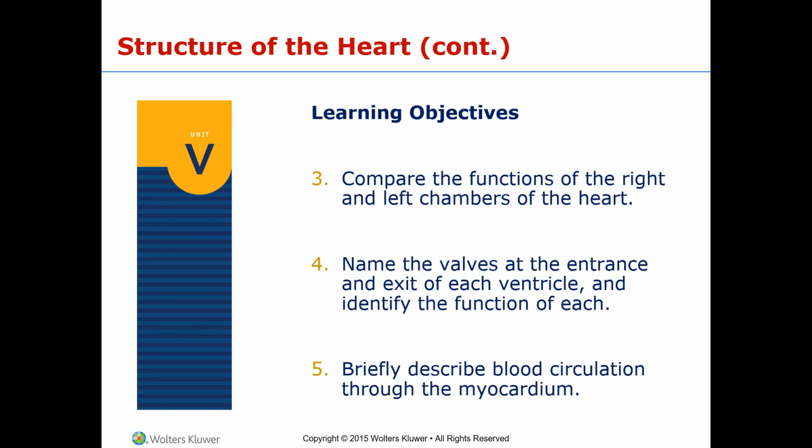So we have 2 sides of the heart, the right and the left, and we have some valves that are connecting the upper and lower chambers of the heart. And then the blood is also going to circulate through the heart muscle itself, as well as systemically to the entire body.